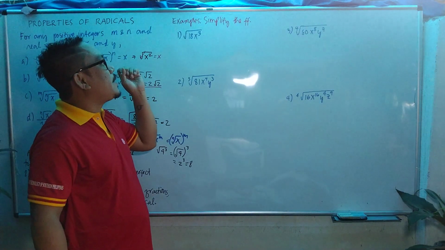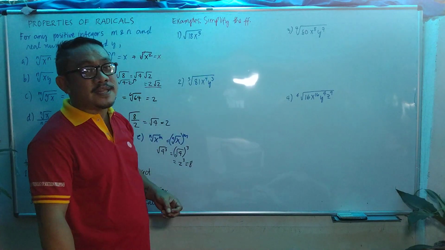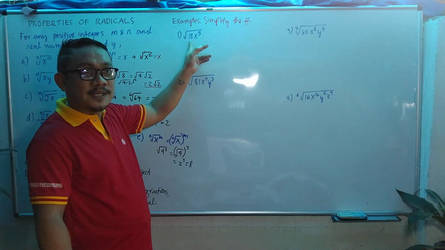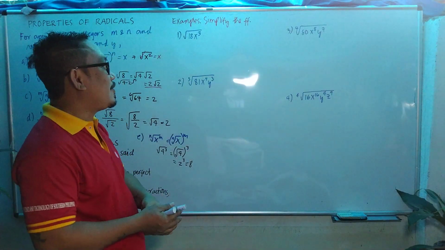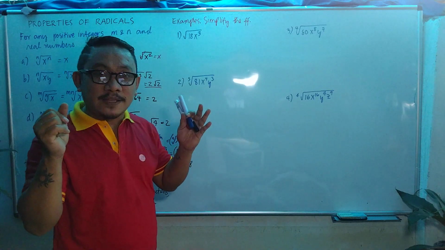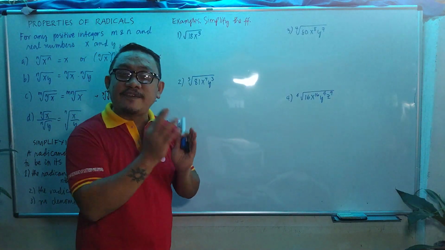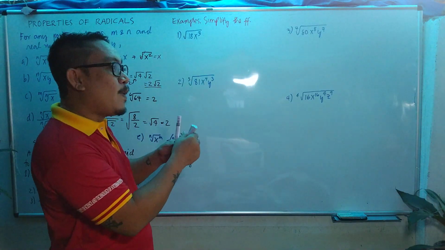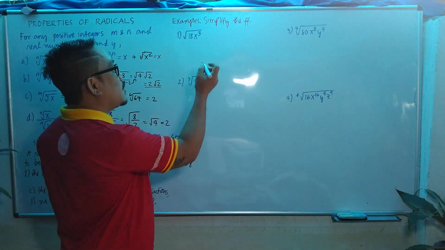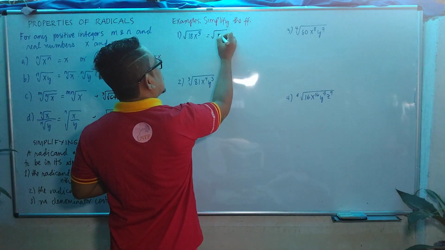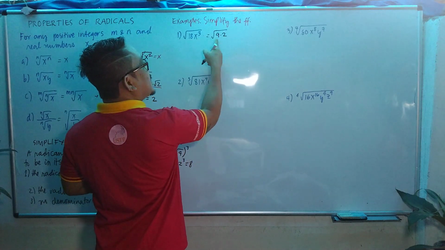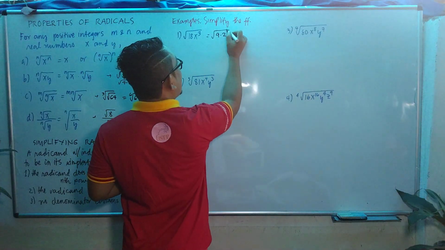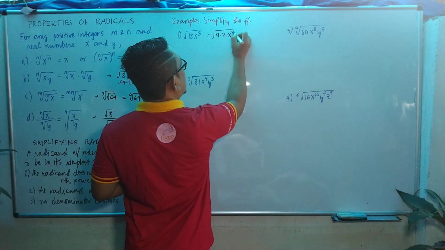Simplify the following. Number 1. The square root of 18x cubed. Can we get the square root of 18? Yes or no? No. So, we will break it. We need to find factors of 18 where one factor has a square root. We can write this as 9 times 2, because 18 is 9 times 2, wherein 9 has a square root. Then, you have x squared times x.